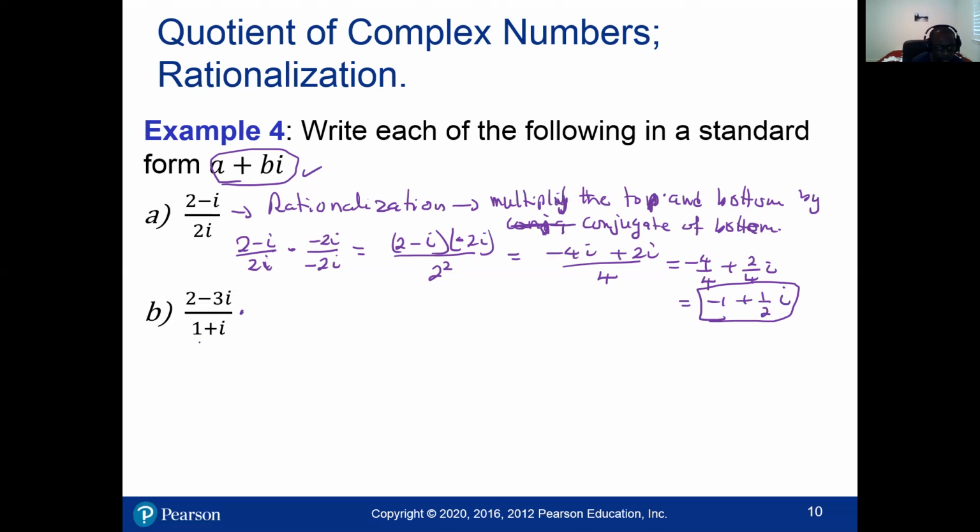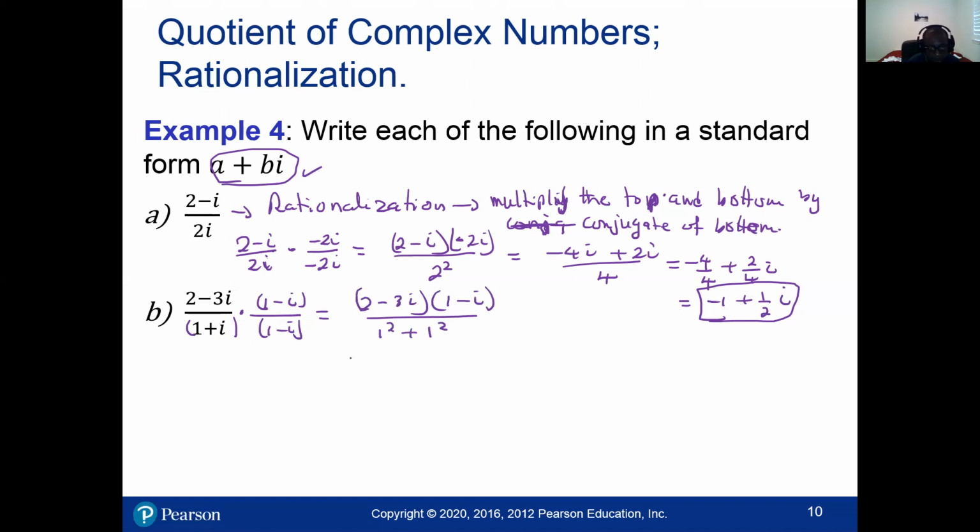So what's the conjugate of 1 plus I? It is 1 minus I. So you're going to multiply by 1 minus I. Okay, so the numerator becomes 2 minus 3I times 1 minus I, divided by, when you multiply this by that, it is going to be 1 squared, then plus 1 squared, because I is 1I, but we don't write the 1 there.